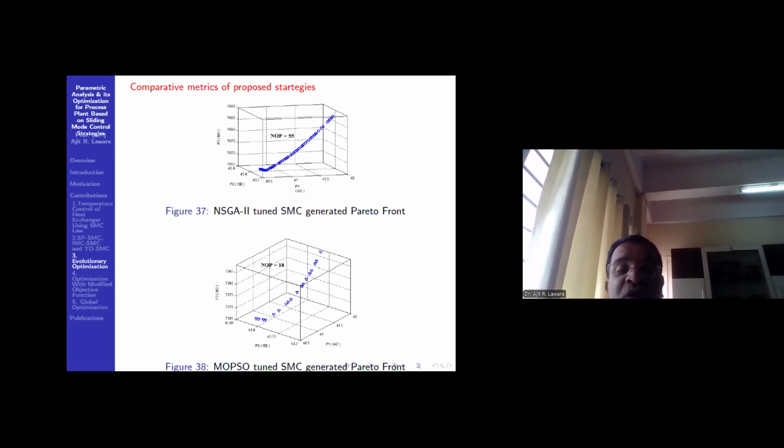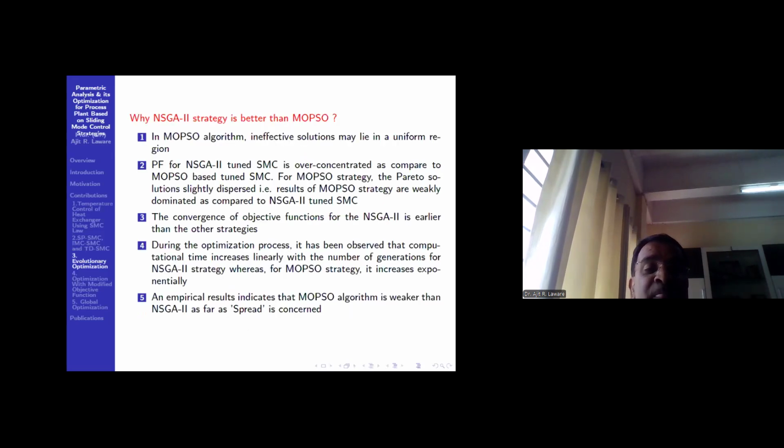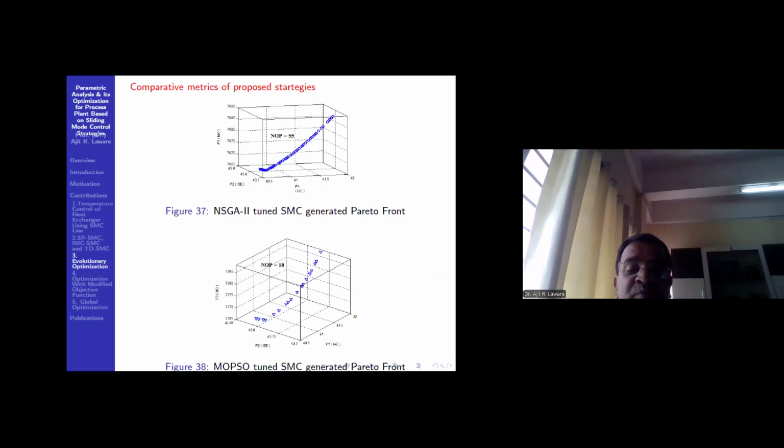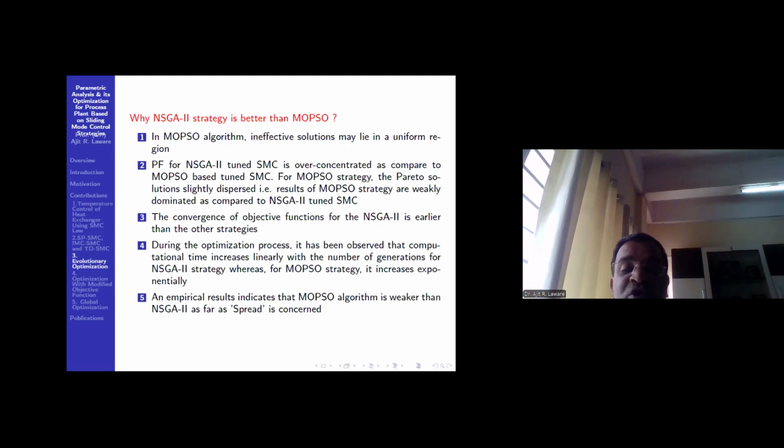These are the solutions. NOP means number of Pareto front solutions, 55, and for MOPSO I am getting 18. So why is the NSGA2 strategy better than MOPSO? Because MOPSO has ineffective solutions, and if you observe the Pareto front solution of MOPSO, they are scattered, whereas for NSGA2 it is not scattered. And the convergence of the objective function for NSGA2 is obviously earlier than the other strategies, right?